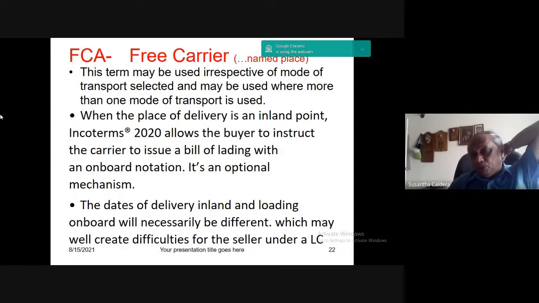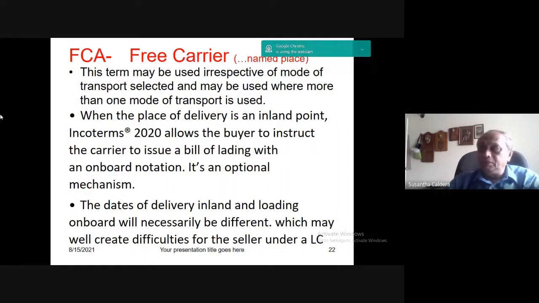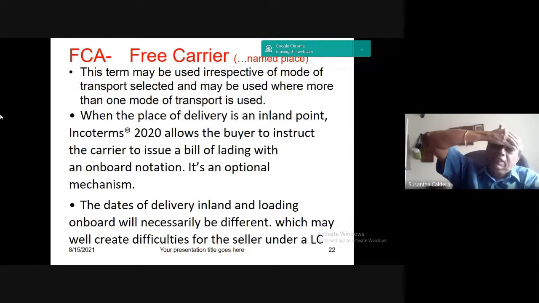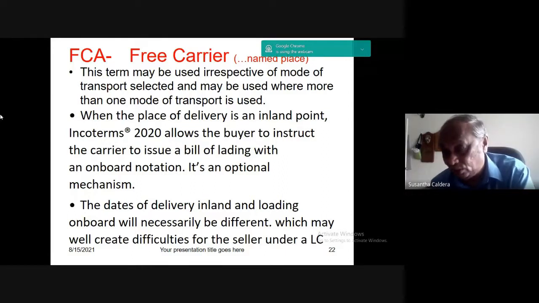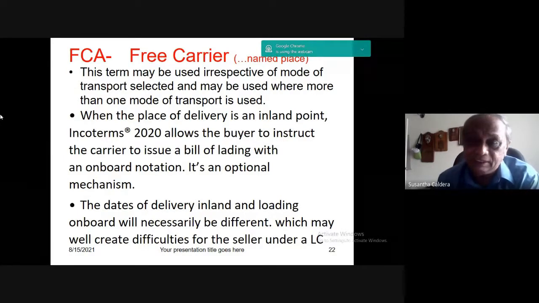Under FCA earlier we did not have to provide a BL. But now under Incoterms 2020, if the seller or the buyer wants a BL, then even though the buyer has contracted for the freight and the carrier, when the carrier issues the BL, the seller will collect it from the port and submit it along with other documents to his bank, the seller's bank, to be sent to the buyer's bank, right? So this is an optional mechanism. It is not a must to get the BL, right?